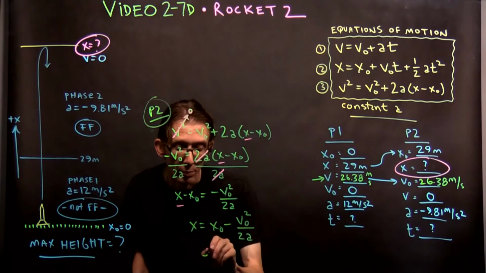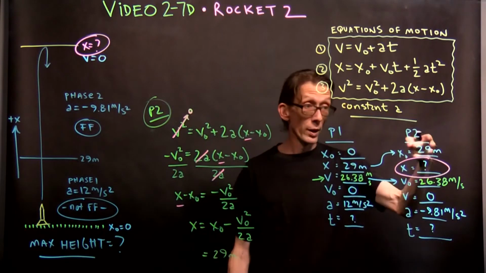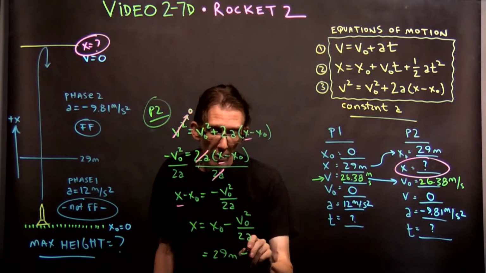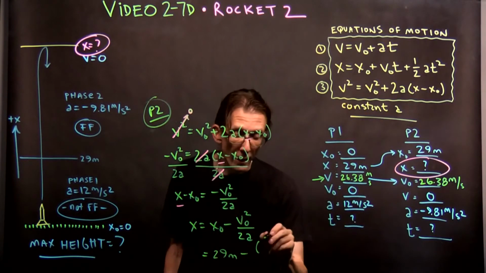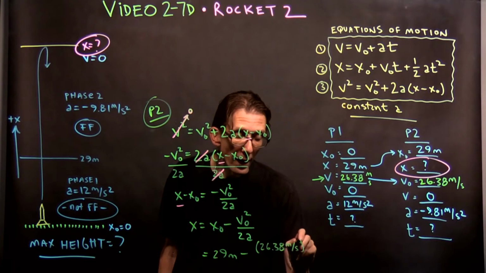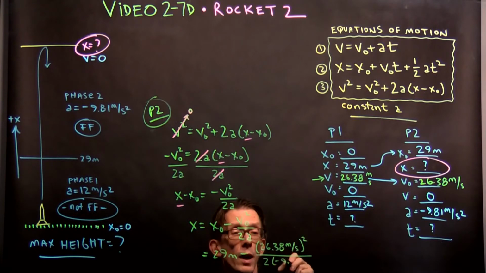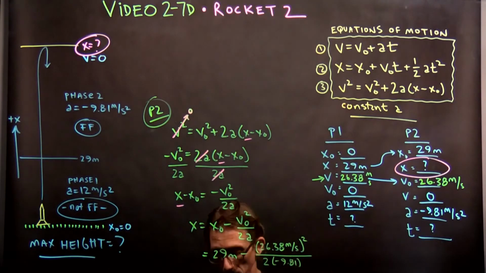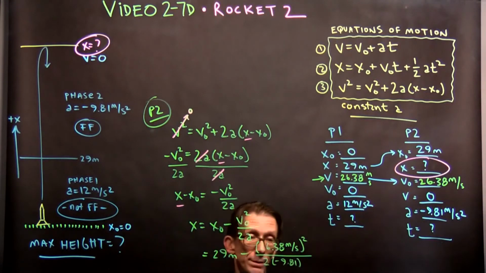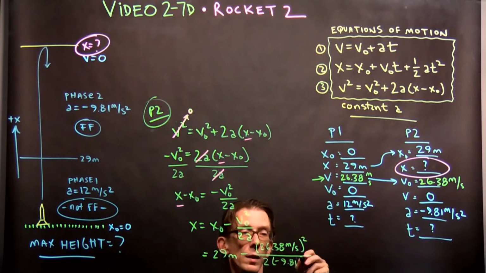So now we can plug in numbers. 29 meters, right, that's x naught for phase 2, 29 meters, minus v naught squared. Well, v naught is what we just found, 26.38 meters per second. That's squared over 2 times a, which is negative 9.81. Oops, left my units off. Meters per second squared.